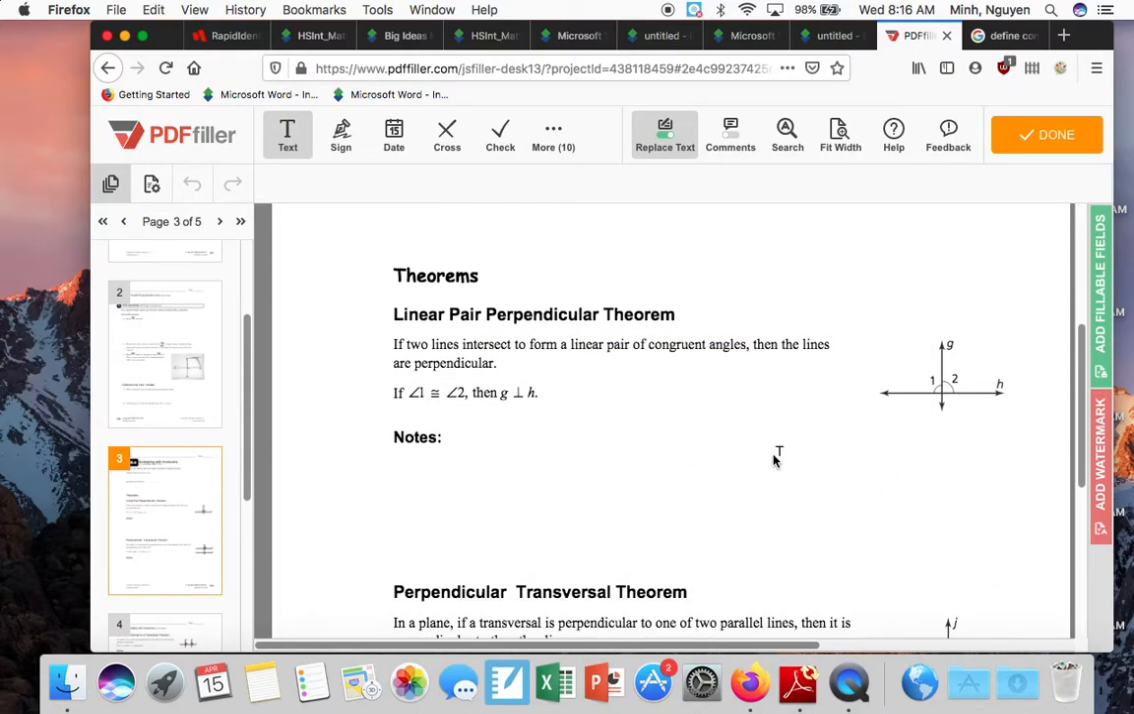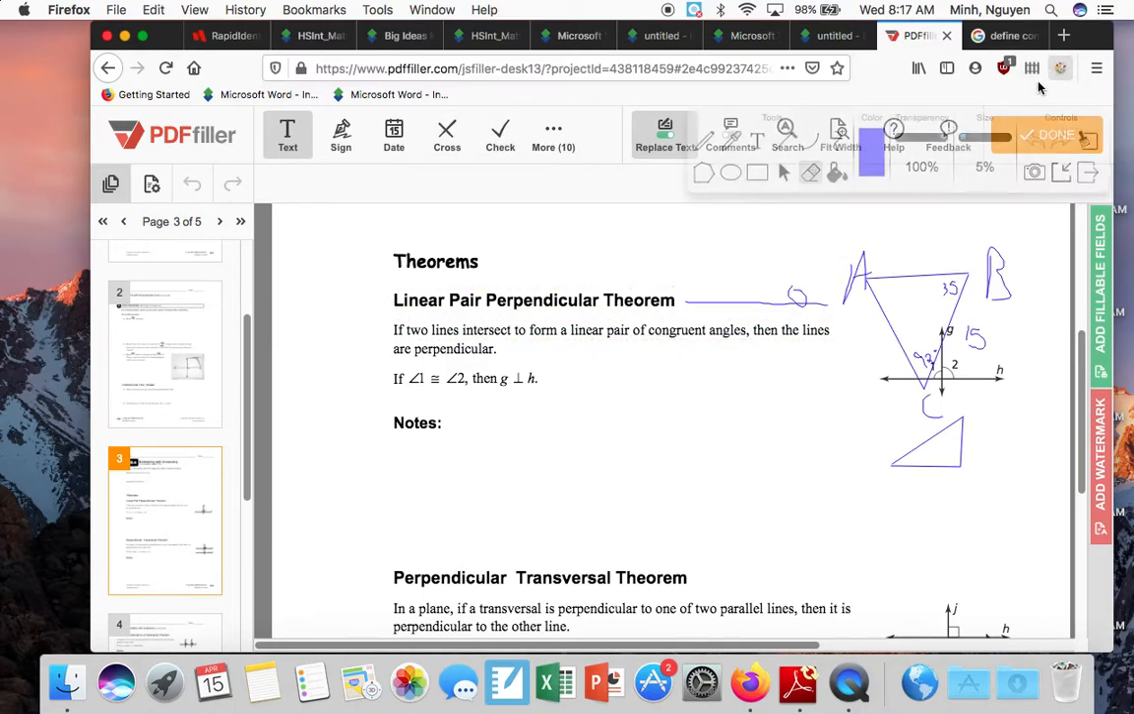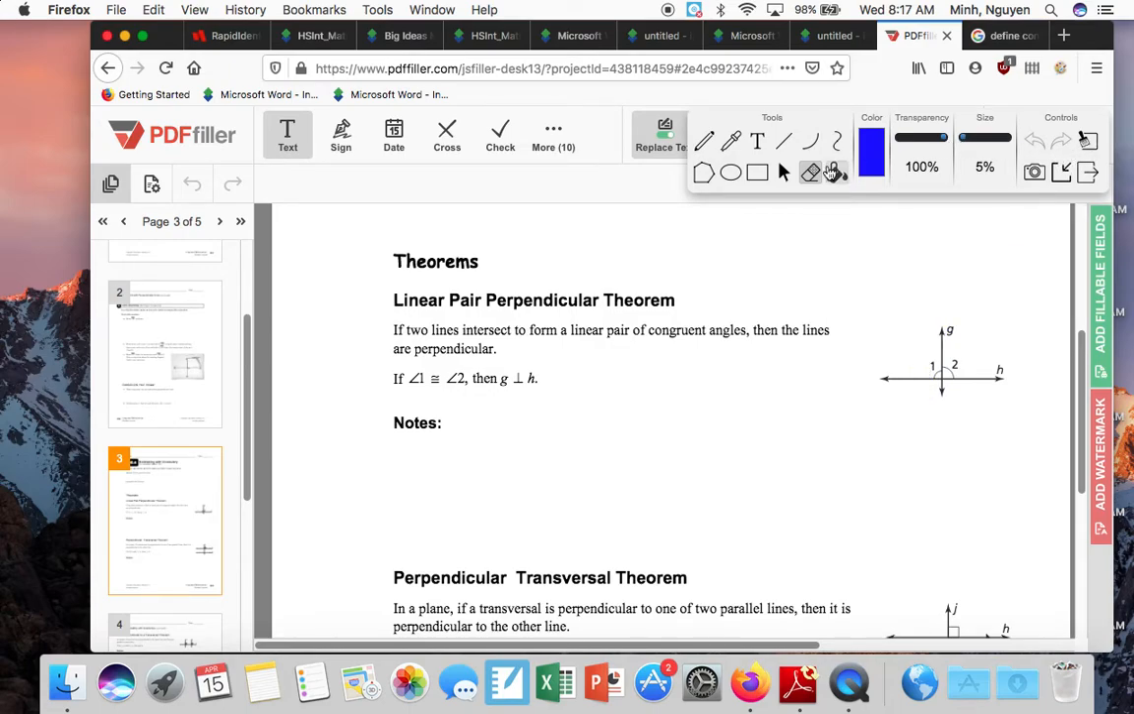Okay, let's go through these theorems. If two lines intersect, so two lines meet at a point to form a linear pair of congruent angles. Man, this definition is extremely vocab heavy. So first of all, linear pair. Pair means two. Well, this angle right here and that angle right there combine to make this line. So 1 and 2 are a linear pair to form a pair of congruent angles.